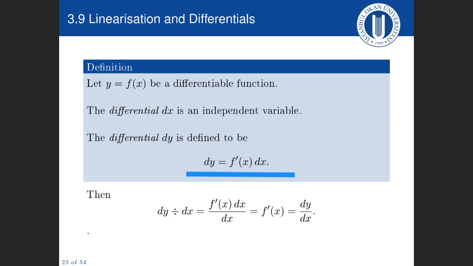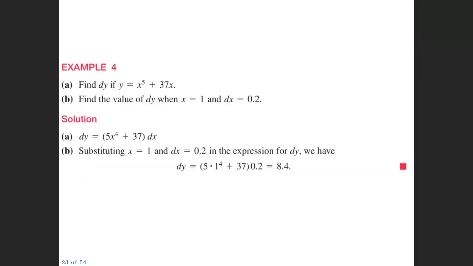So we go back. Here's the formula. dy is the derivative of our function, and then we just multiply it by dx. So we're just going to take our function, differentiate it, and then multiply it by dx. The derivative of x to the power 5 is 5x to the power 4, and the derivative of 37x is 37, and then we just multiply it by dx. That's all we do for differentials. We're just doing a normal derivative, and then we're multiplying it by dx.